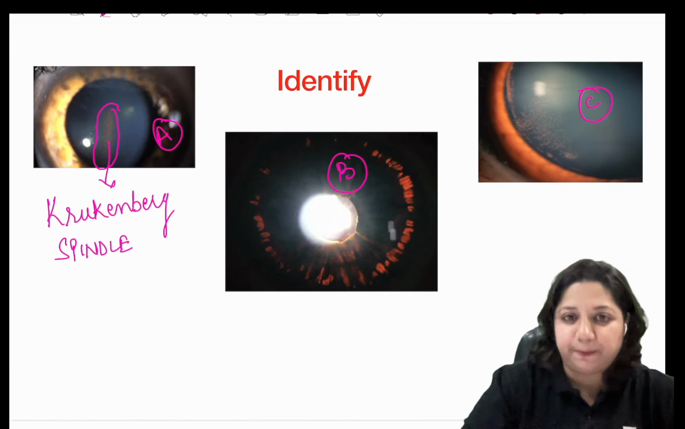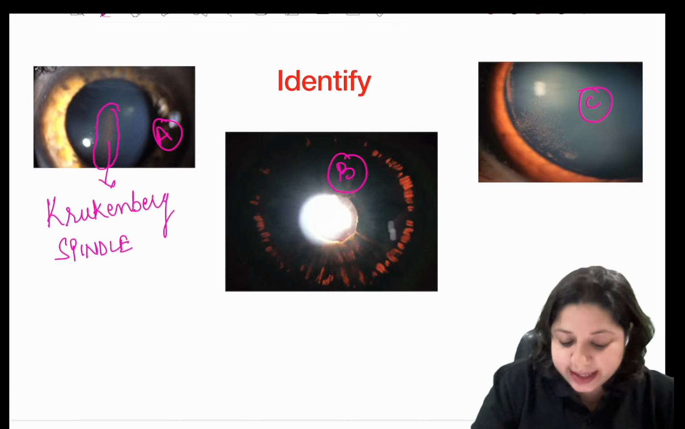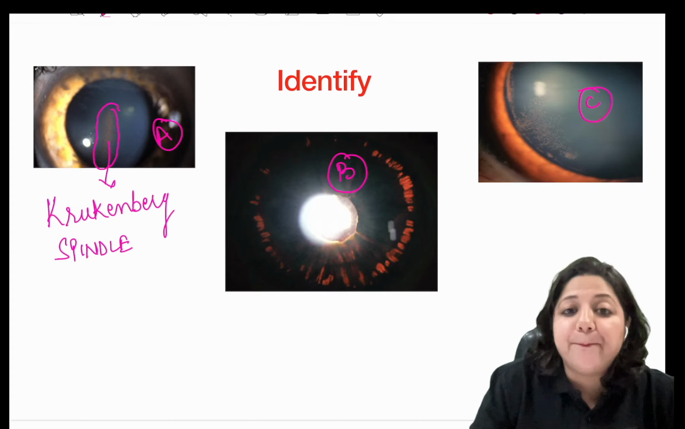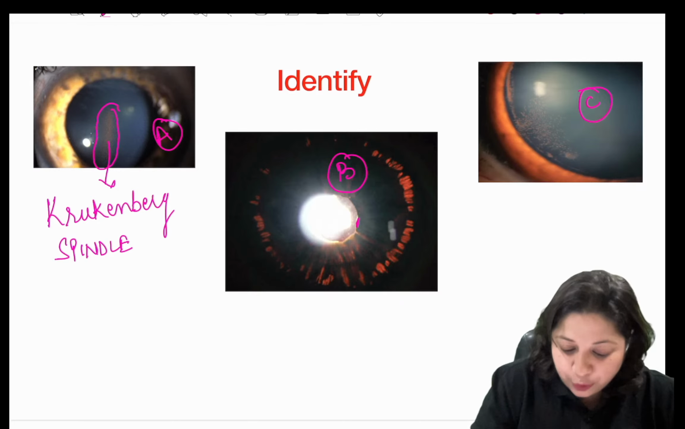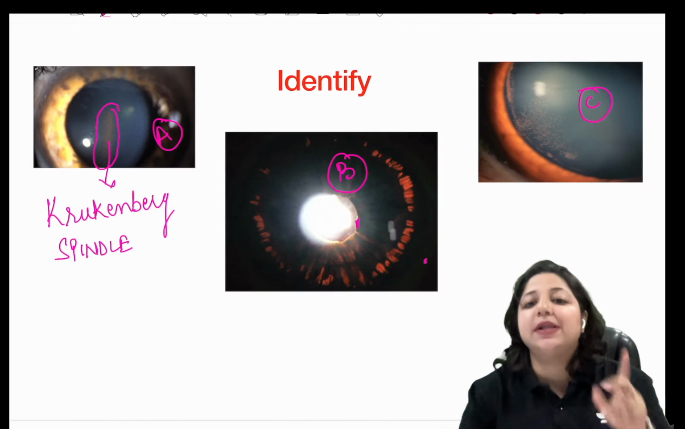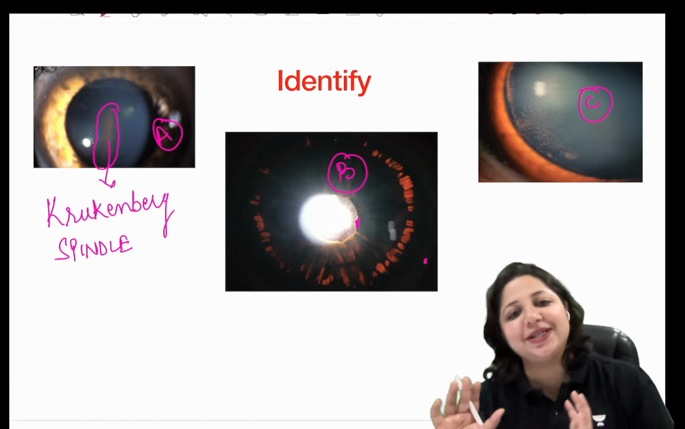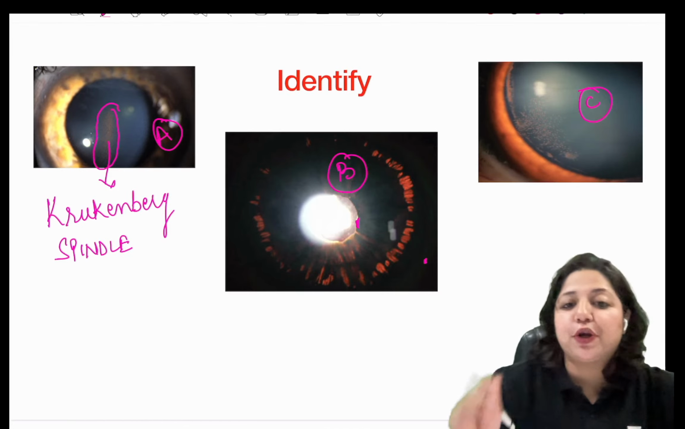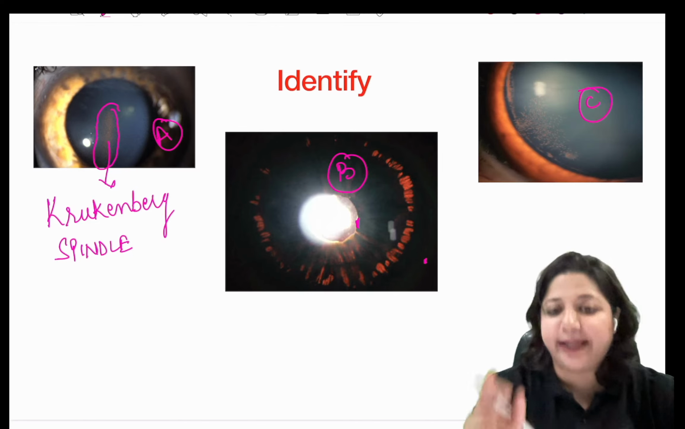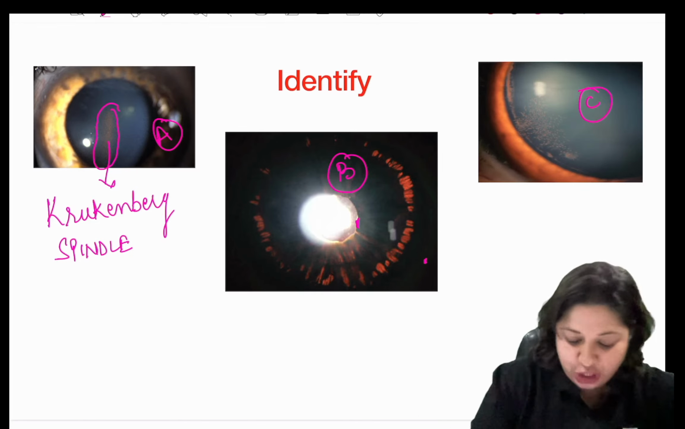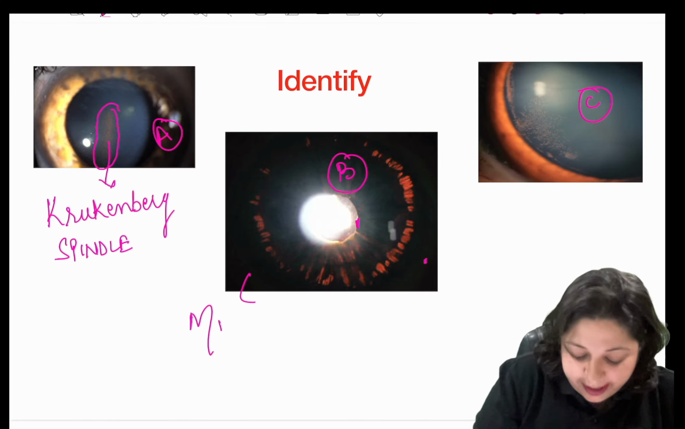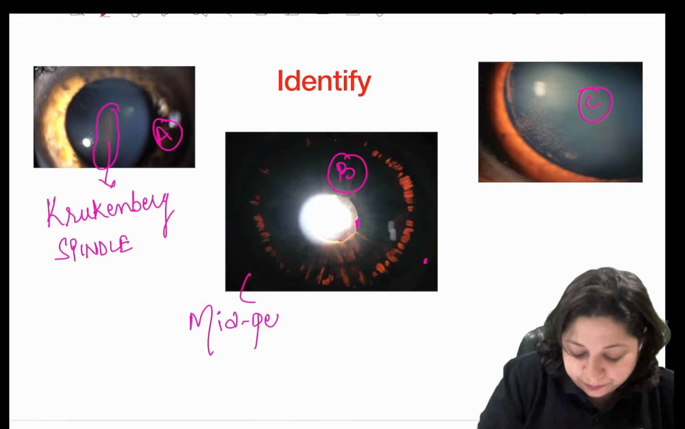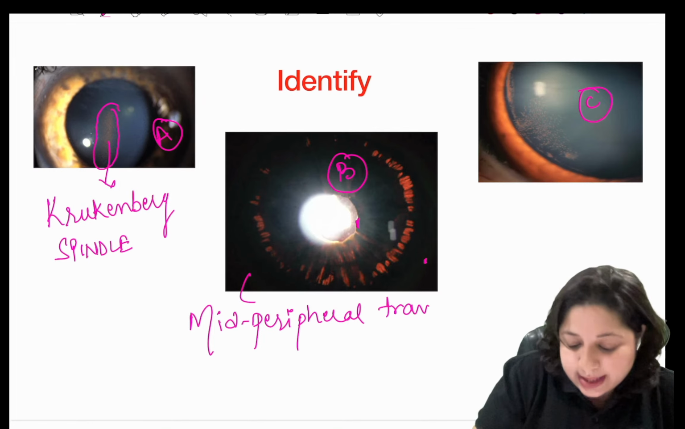Let's see, what is B? Now, what you see here are mid-peripheral changes. This is the pupillary margin. Here is the iris. So this is mid-peripheral transillumination defects. And which out of the three is the pathognomonic sign? You have to tell me when we finish. So what is this? This is mid-peripheral transillumination defects.